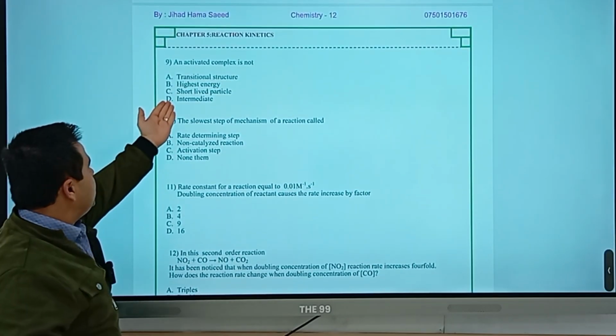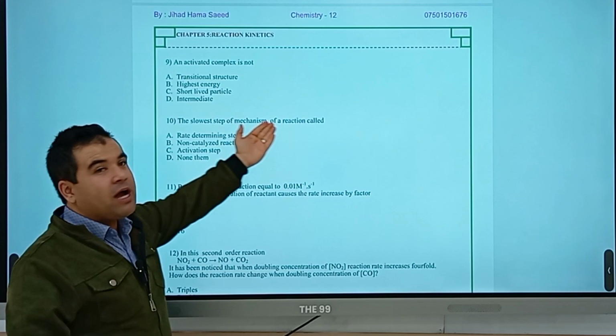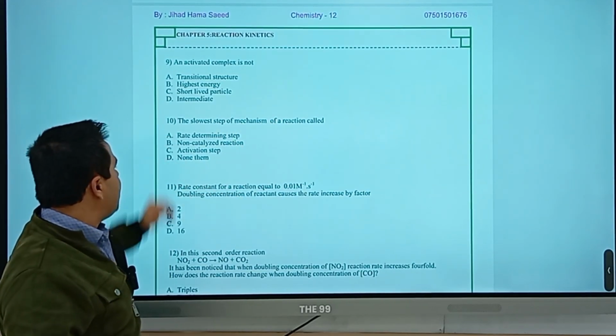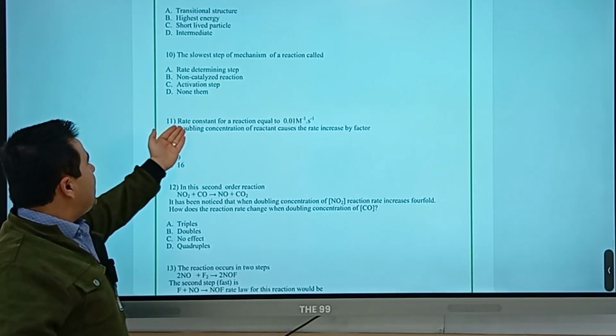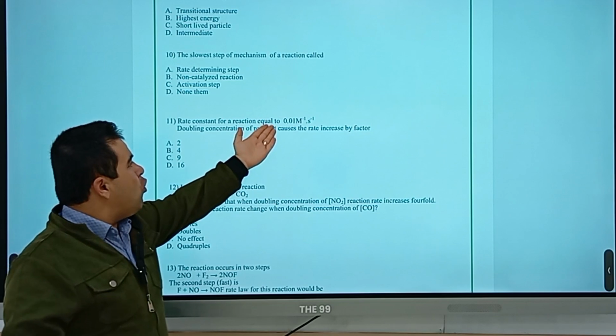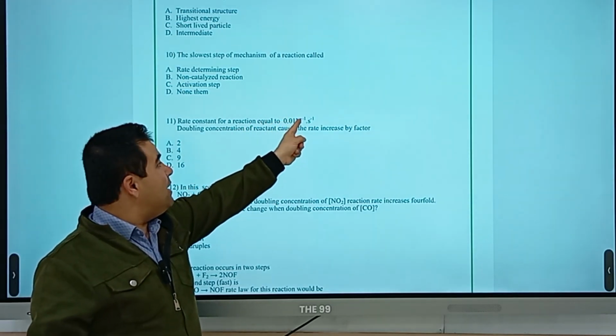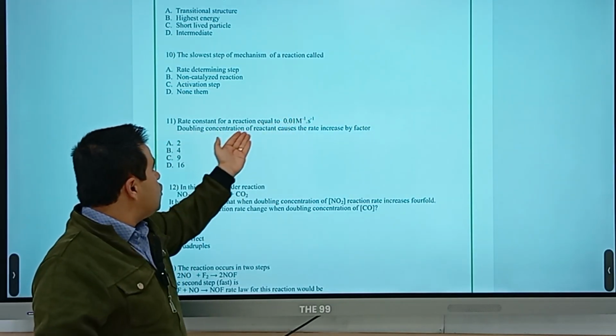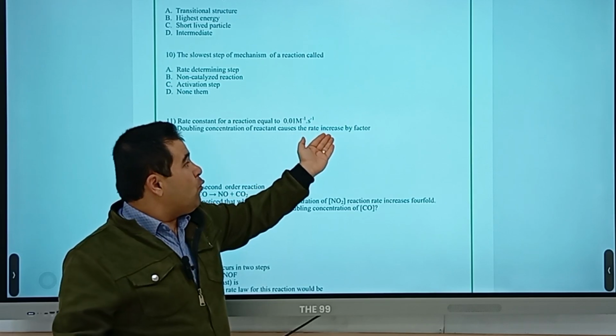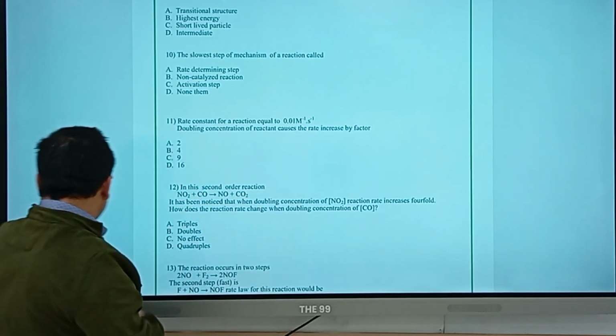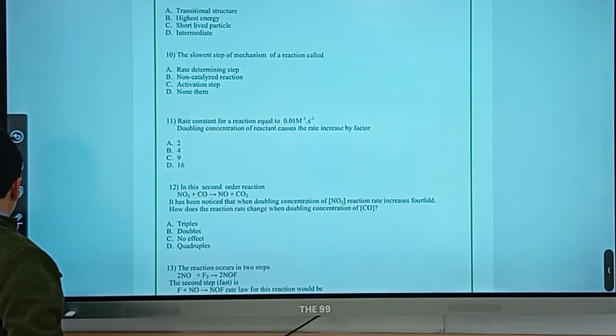An activated complex is not an intermediate. The slow step of the mechanism of a reaction is called the rate determining step. The rate constant for a reaction equals 0.01 M minus 1 s minus 1. Doubling the concentration of the reactant causes the rate to increase by what factor? Guys, this is the case I told you.